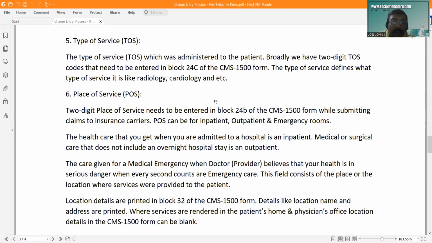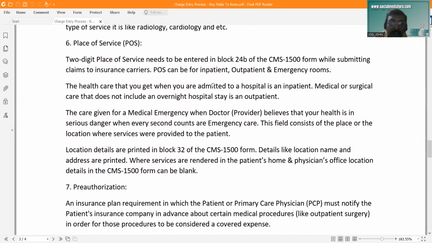Type of service, or TOS. The type of service TOS which was administered to the patient. Broadly, we have 2-digit TOS codes that need to be entered in block 24C of the CMS 1500 form. The type of service defines what type of service it is. It's like, is it radiology or cardiology, those kinds of things. Okay, etc.